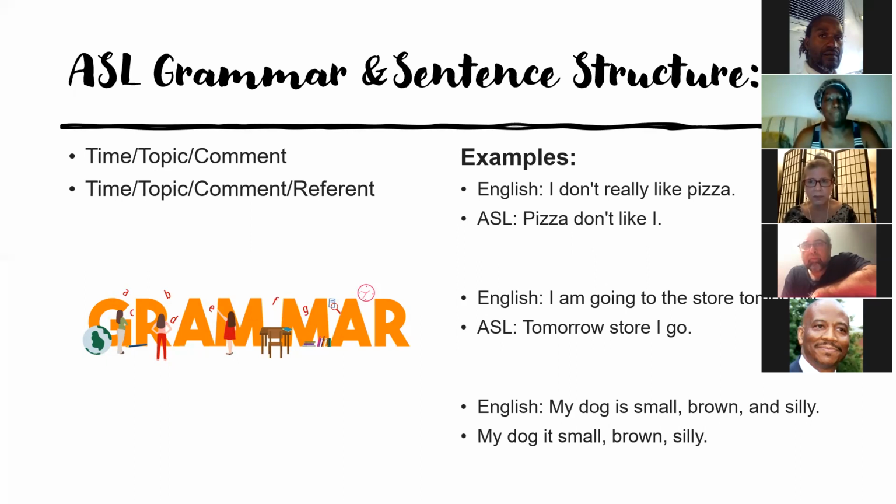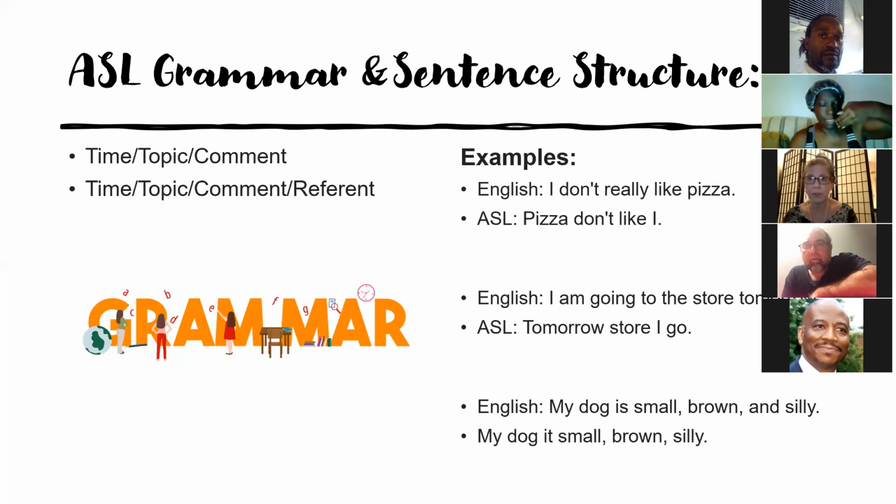So we have time first. We look at the English sentence: I don't really like pizza. Well, there's no time in there, so we can exclude that part. What's the topic? What are we talking about? We're talking about pizza. So that comes next, right? So it would be pizza first. And then the comment. What are we saying about the pizza? Don't like. And who doesn't like it? I don't like it, right? So you would sign it that way.